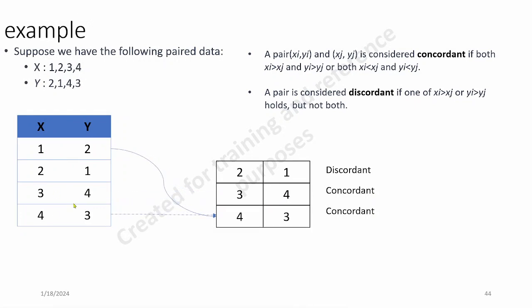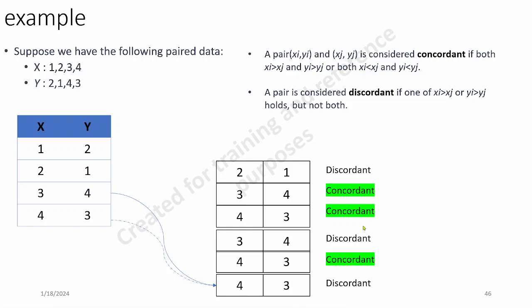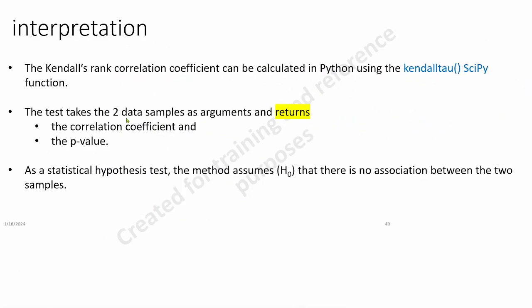And likewise, you're going to look at all the pairs and then eventually compute the instances where you have concordant pairs and where you have discordant pairs. Count the number of concordant pairs and discordant pairs, and apply this formula for Kendall-Tau. This will result in a value between +1 and -1. So the interpretation is pretty much similar to Pearson's and Spearman.